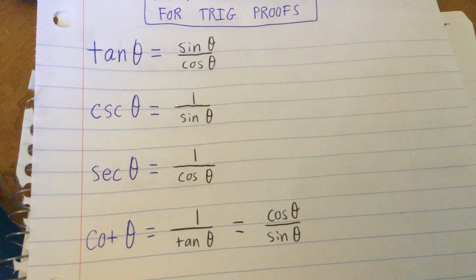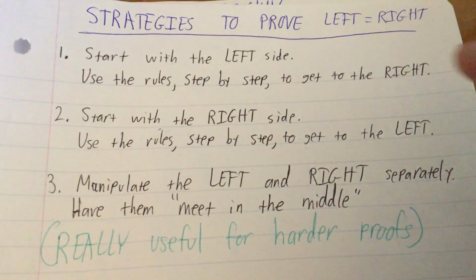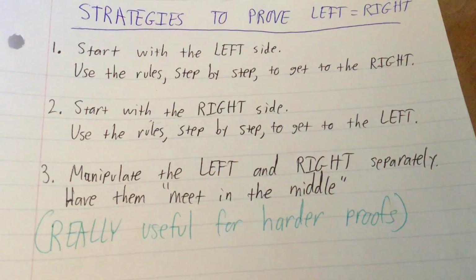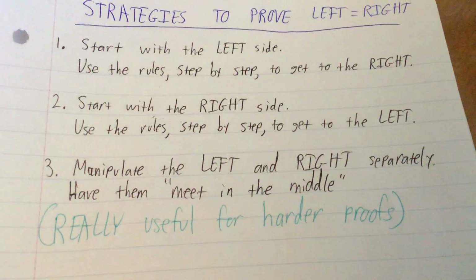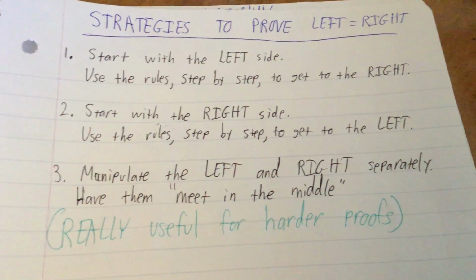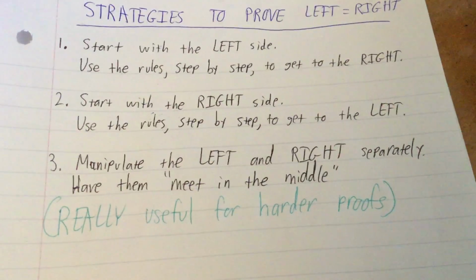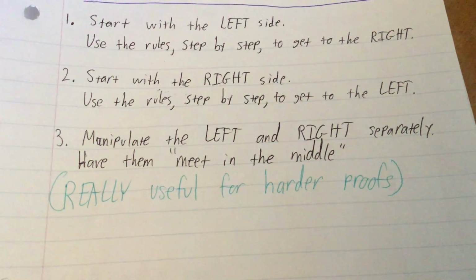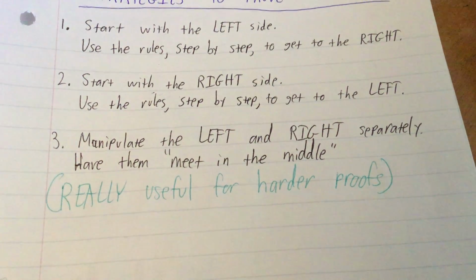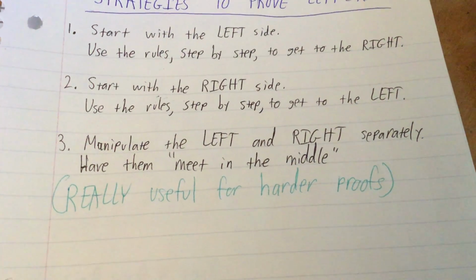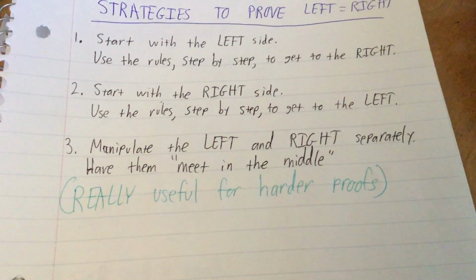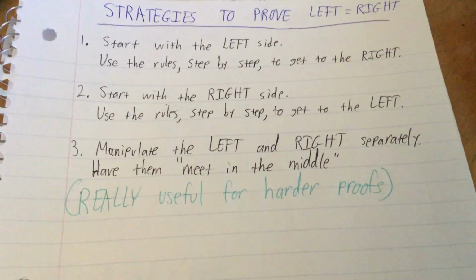So using the rules that are given to you axiomatically, you can either start with the left side, use the rules axiomatically step by step to get to the right. Or, you know what? You can start with the right side, use the rules, go step by step, and get to the left. Or, my personal favorite, as the proofs get harder and harder, you would separate the left and the right side. Then you would use the rules step by step to get somewhere in the middle. In other words, the left and right can equal a third option, and that is enough to say that the left is equal to the right.